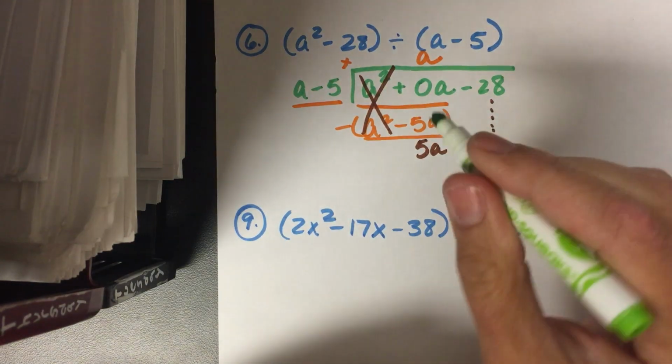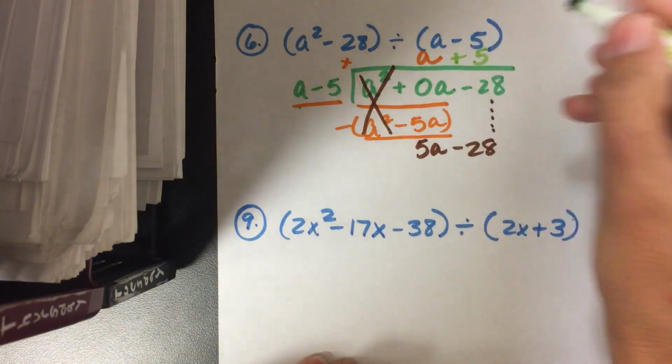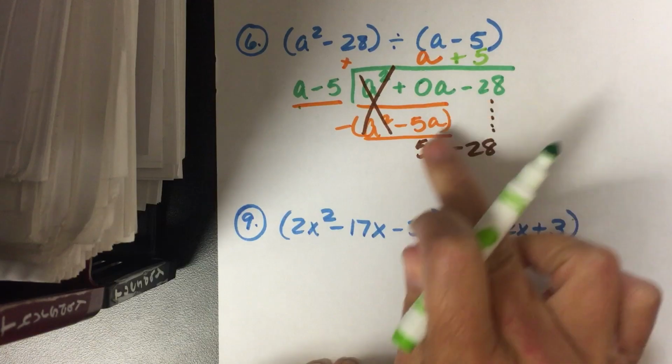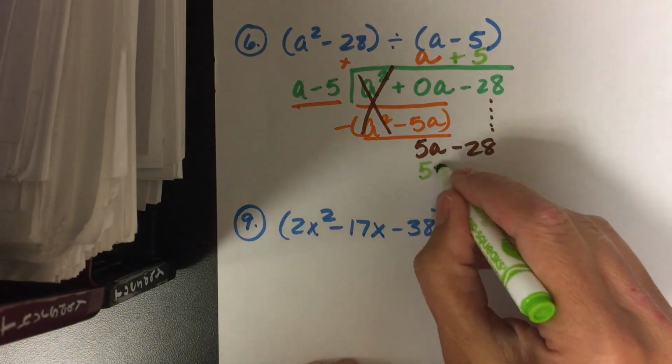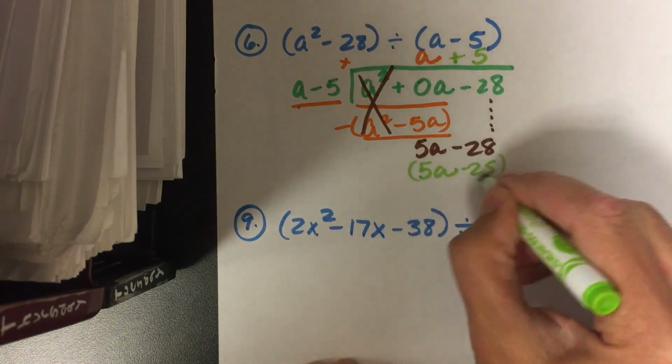Now I want to see how many times a goes into 5a. Well, 5 times. I have to multiply a by 5 to get 5a. So that becomes 5a, and then 5 times negative 5 is negative 25.